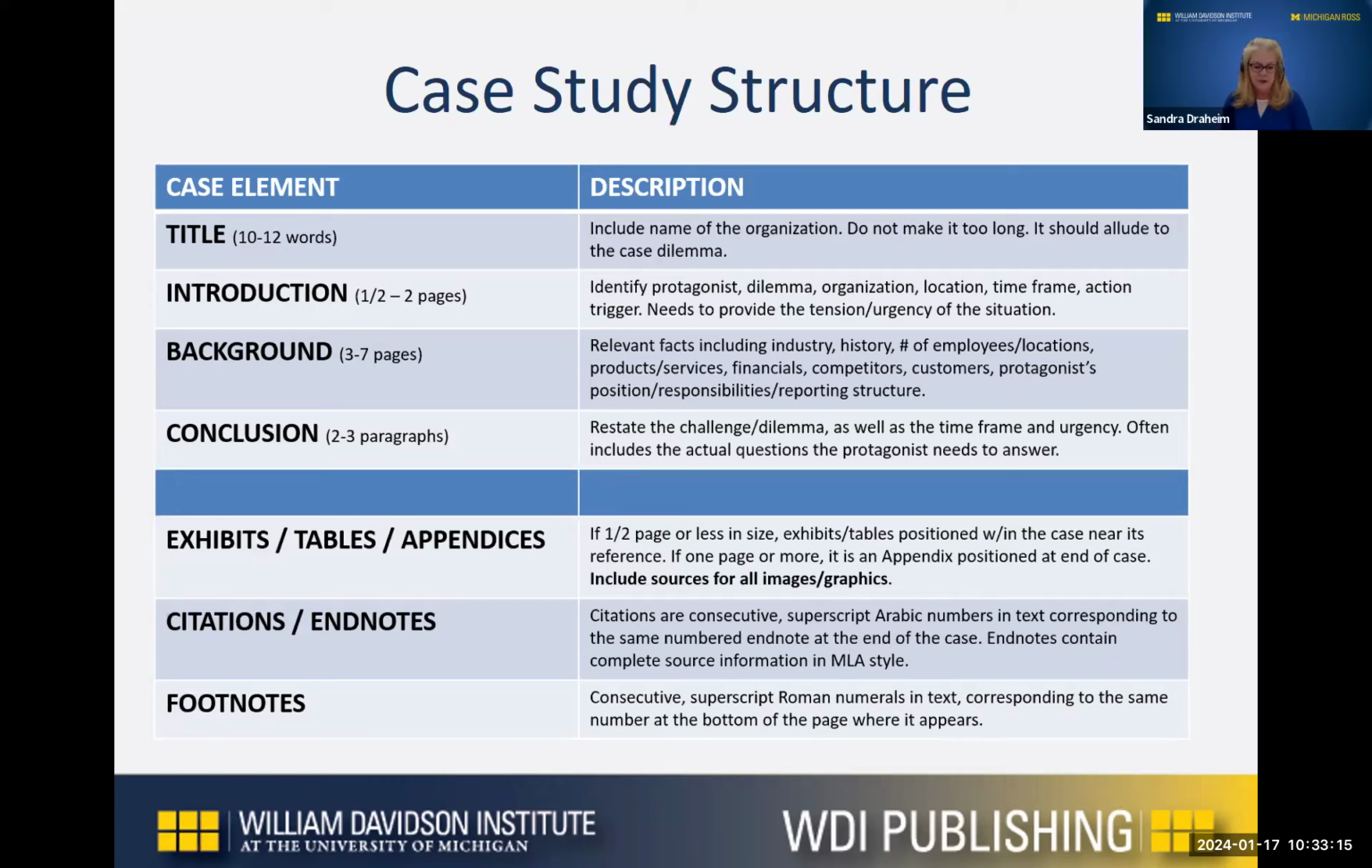Citations and endnotes. Citations are the consecutive superscript numbers that appear within the text of your documents, and they refer to the same number at the end of the case that provides the full source for that citation number. Sometimes it's easy to get endnotes and footnotes confused. Endnotes are sourcing information at the end of the case. Footnotes are at the bottom of the page, further explaining something on that page.